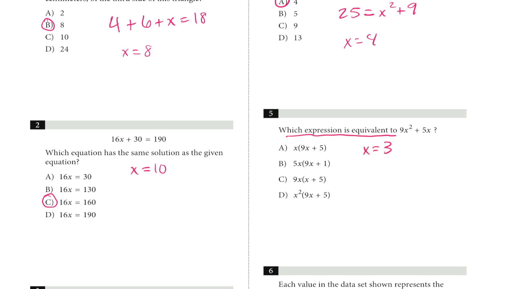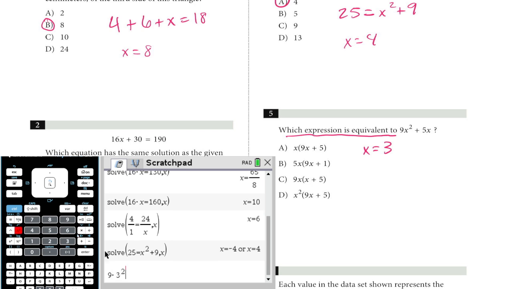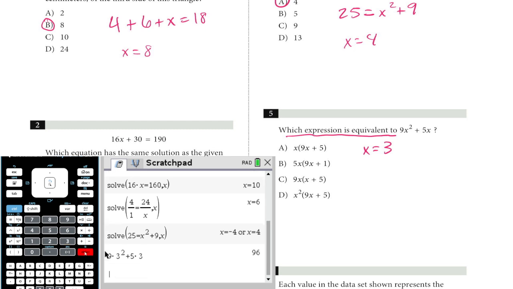So wherever we see x in the given expression, we're going to go into our calculator and replace x with 3. So it's going to be 9 times 3 squared plus 5 times 3. We get 96. We're going to go to each answer choice and replace x with 3 until we also get 96. Again, we're going to write down 96 so we know what we're trying to get.